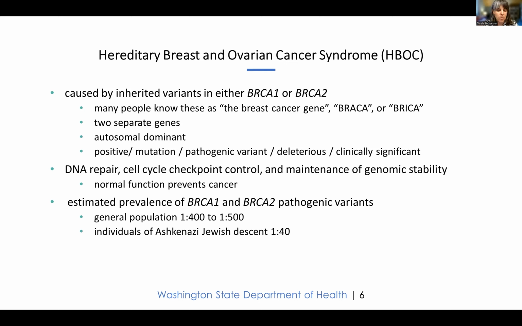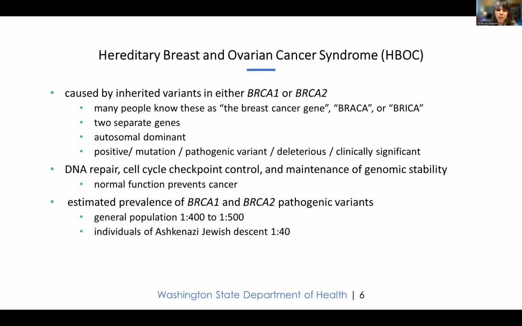Both BRCA1 and BRCA2 have a similar role for the human body. They are involved with DNA repair, cell cycle checkpoint control, maintenance of genomic stability. So in general, a normal function for both of these genes will help to prevent cancer from developing, whereas a mutation in either one will disrupt that normal process and allow for the increased risk in cancer.